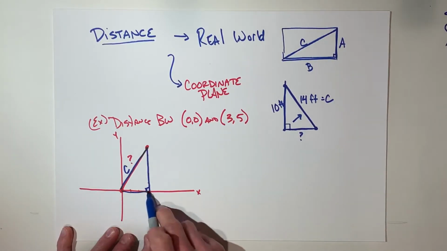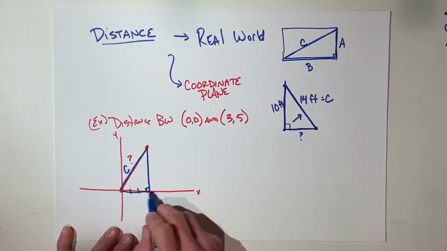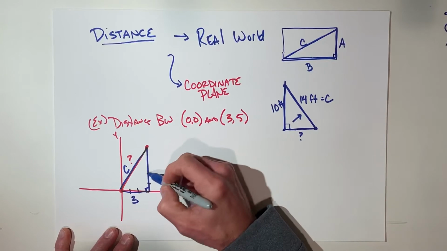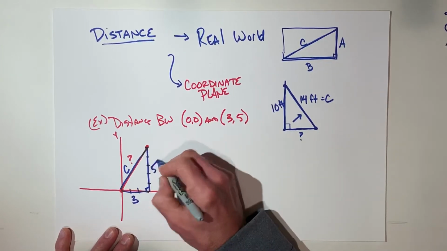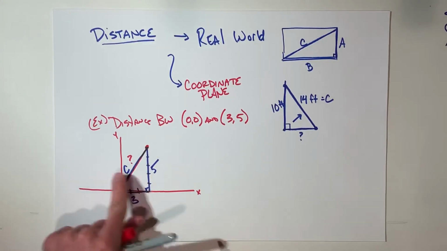And how long is this side? Well, it was 3 spaces to the right. So 1, 2, 3. So this is a 3. And it was 5 spaces up. 1, 2, 3, 4, 5. So all I really had to do was make a little sketch. It doesn't even have to be on graph paper, and it doesn't even have to be all that accurate. Definitely not to scale, but now we have the A, we have the B, and we have the C.